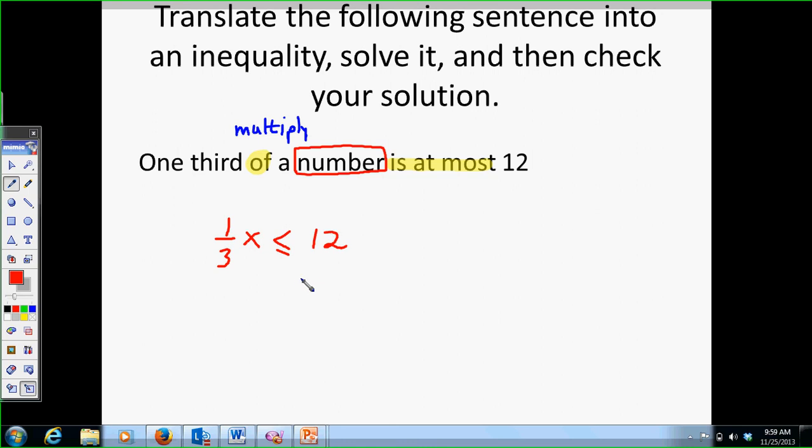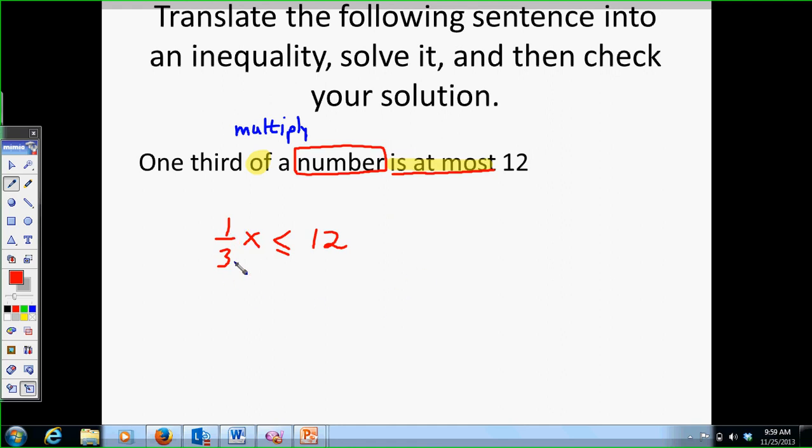Now, if you'll recall in the first homework demo video for Unit 5, I gave you a chart that had how we would actually translate some of these phrases such as is at most and how they would look as an inequality. And I suggested that you put those in your notebook or wherever you take notes, so that'll help you out. So now we can solve this.